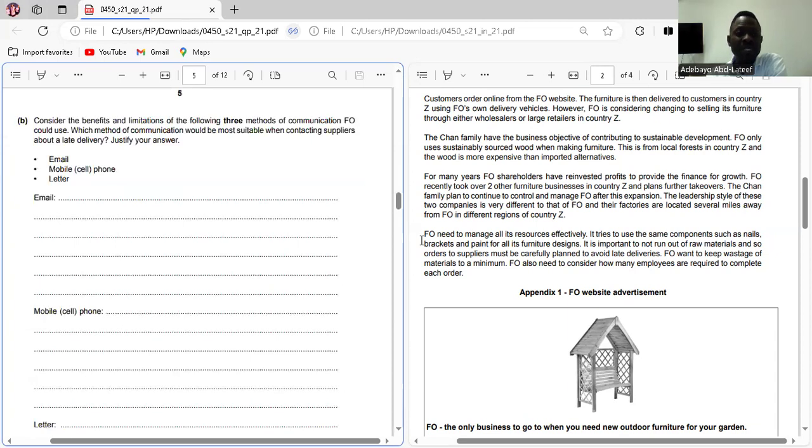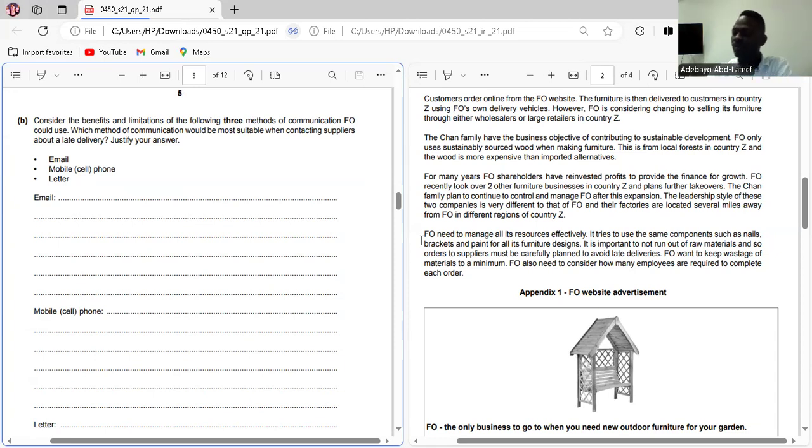Consider the benefits and limitations of the following three methods of communication FO could use. Which method of communication would be the most suitable? We have email, we have mobile phone, and we have letter. So I start with email. You have to have at least two advantages and one disadvantage.